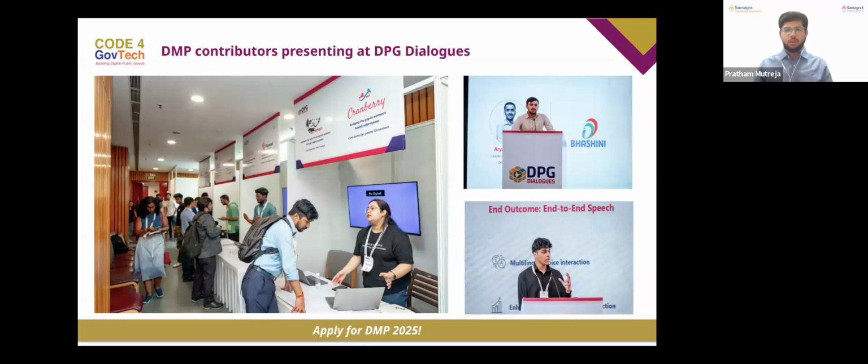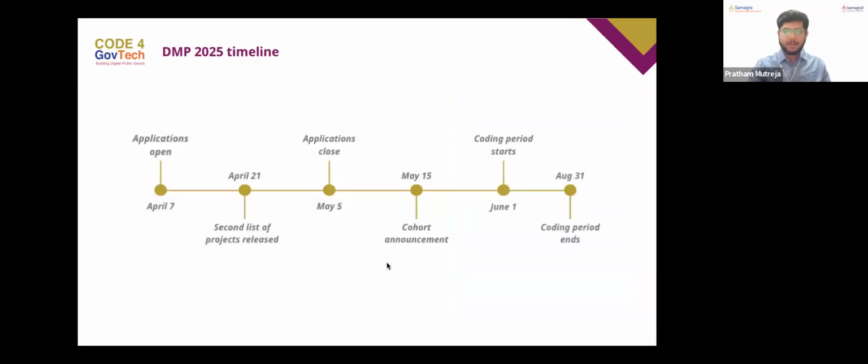and in the event, those contributors from DMP 2024, they get to set up a stall. So in that kiosk, many attendees can visit and understand how they made impact using their coding skills. So these are the DMP contributors presenting at DPG Dialogues. We have Aaron here, Mustafa, Tejas is standing here. So we had different contributors present.